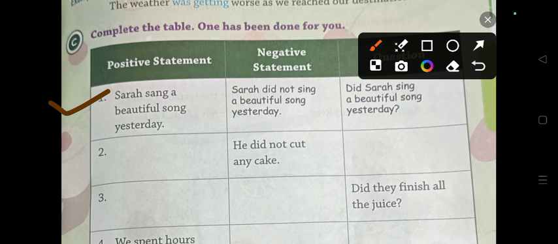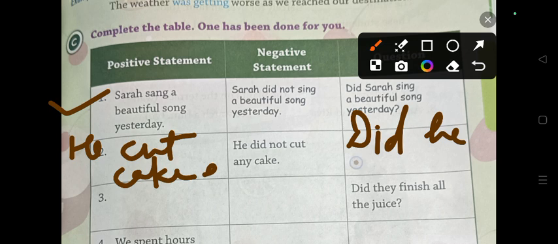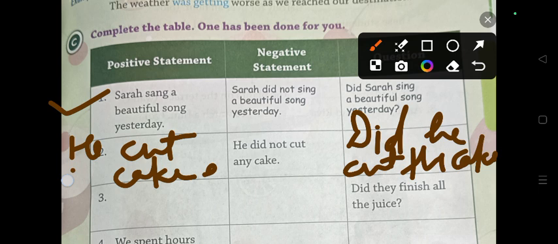Like he did not cut any cake, so we can write here he cut the cake. When you are making negative, he did not cut any cake. And here, did he cut the cake? Okay, even you can write it, he cut the cake. He didn't cut any cake. Did he cut the cake?